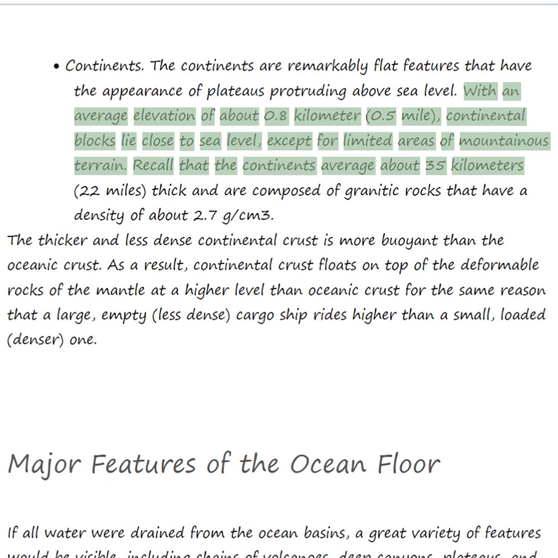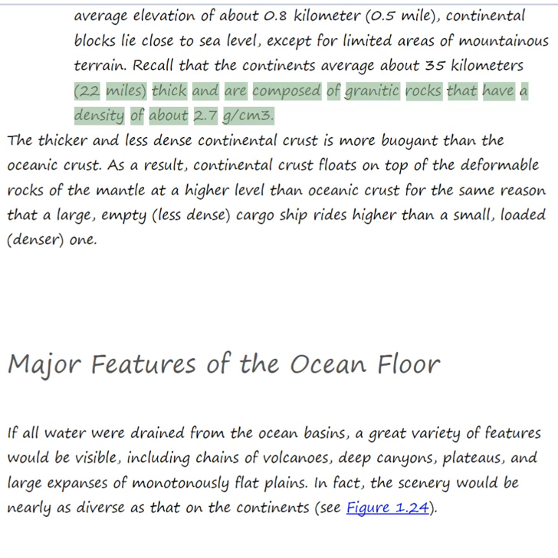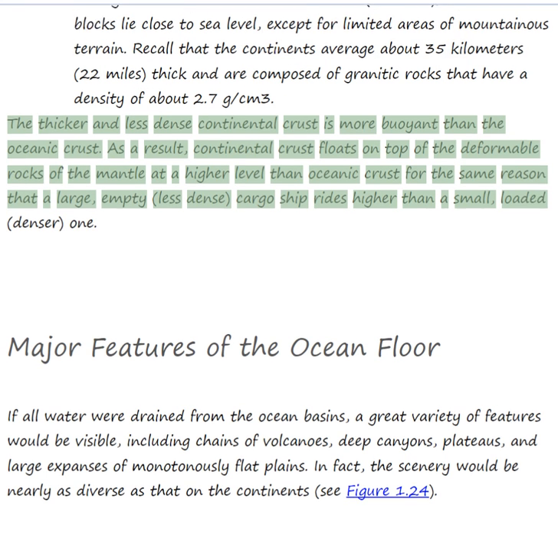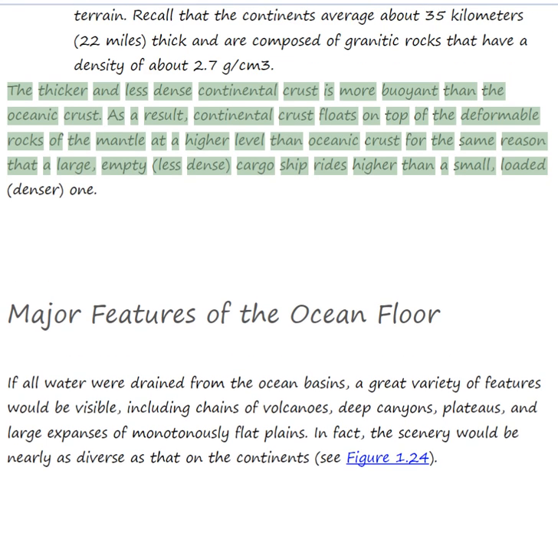Recall that the continents average about 35 kilometers thick and are composed of granitic rocks that have a density of about 2.7 g/cm3. The thicker and less dense continental crust is more buoyant than the oceanic crust. As a result, continental crust floats on top of the deformable rocks of the mantle at a higher level than oceanic crust, for the same reason that a large, empty cargo ship rides higher than a small, loaded one.